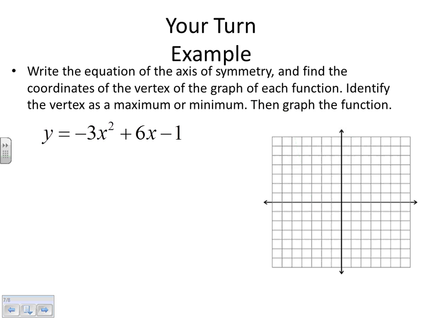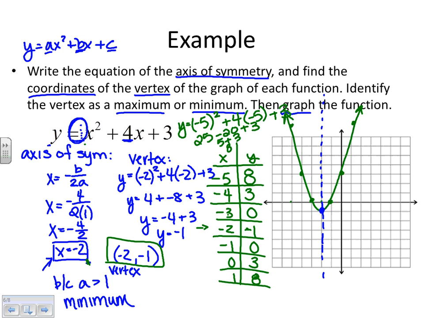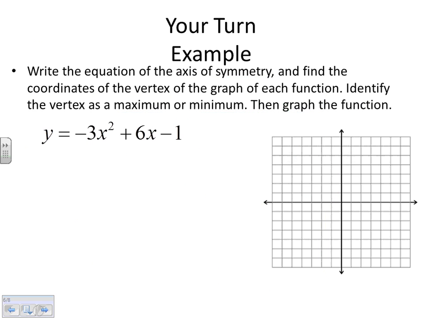Okay, now this is your turn one. I'd like you to do exactly what we just did on this last example, finding the axis of symmetry, the vertex, and graph it and tell me if it's a minimum or maximum. And when you're ready for the answer, play me and I'll give you the answer.